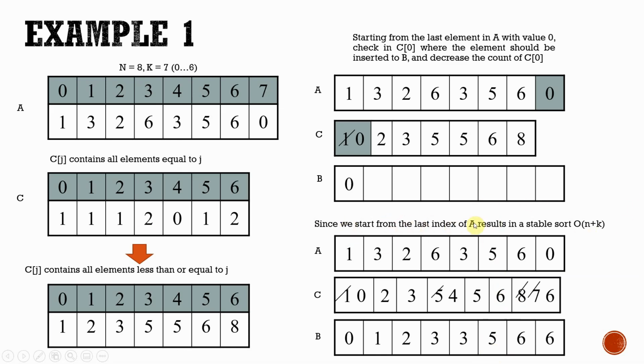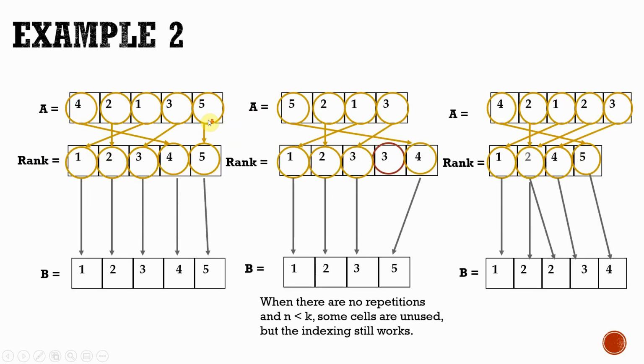Since we start from the last index of A, this results in a stable sort with the big O notation of n plus k. Notice that we didn't make any comparison between elements. You see another example here. For all of these 3 examples, we have an input array, we create the rank, and based on that we fill out the output array.